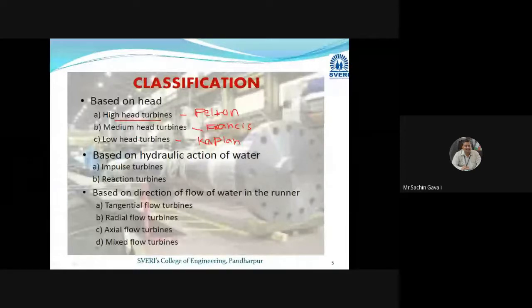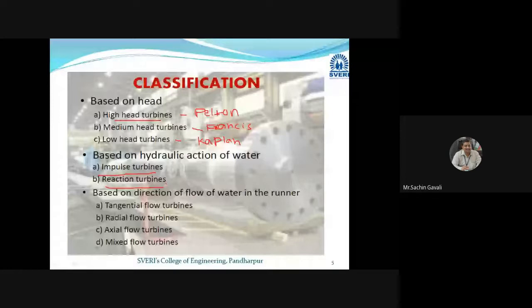Low head turbine. An example of the low head turbine is the Kaplan turbine. Okay, understood? Then, based on the hydraulic action of water, there are impulse turbines and reaction turbines. The impulse turbine means what? Whatever hydraulic energy the water has, if it is converted into kinetic energy at once, then it is called an impulse turbine.